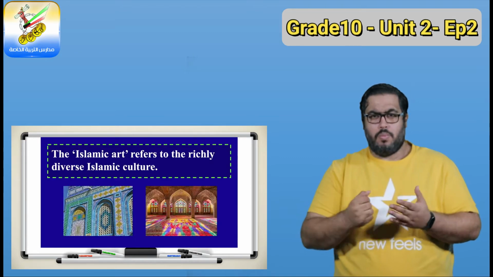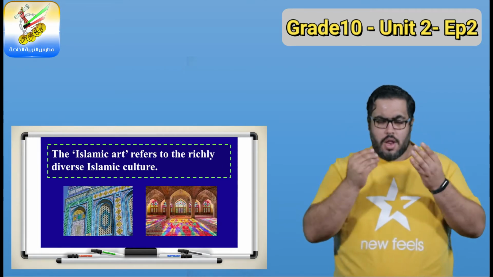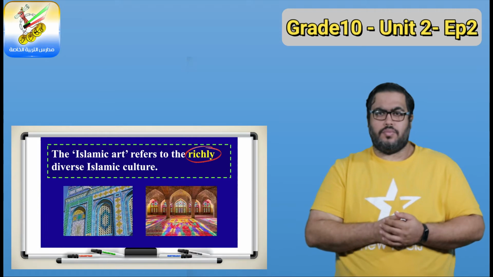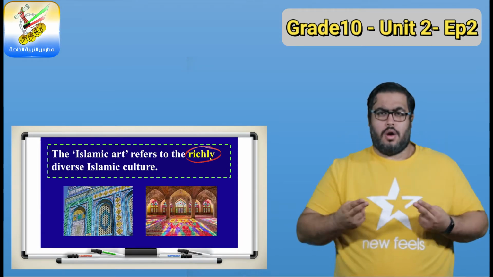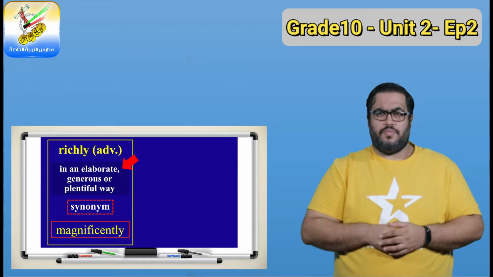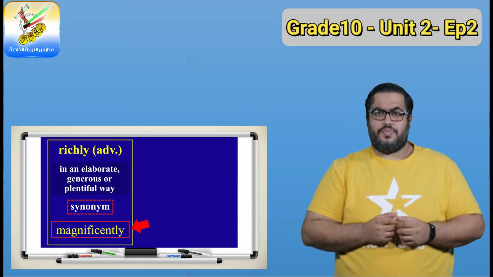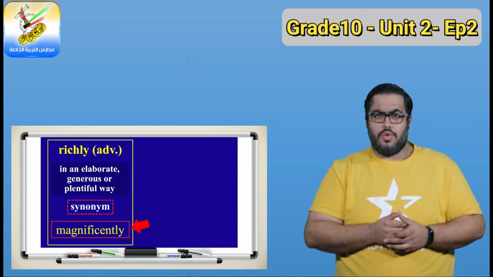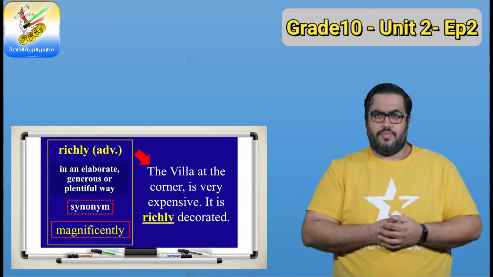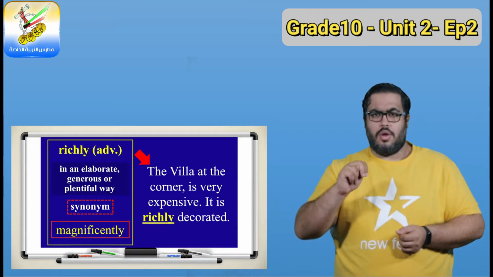The Islamic art refers to the richly diverse Islamic culture, just like the images you see. Richly here is also a new vocabulary item, and it's an adverb. It means an elaborate, generous, or plentiful way. Another word for richly is magnificently. For example, the villa at the corner is very expensive. It is richly decorated.